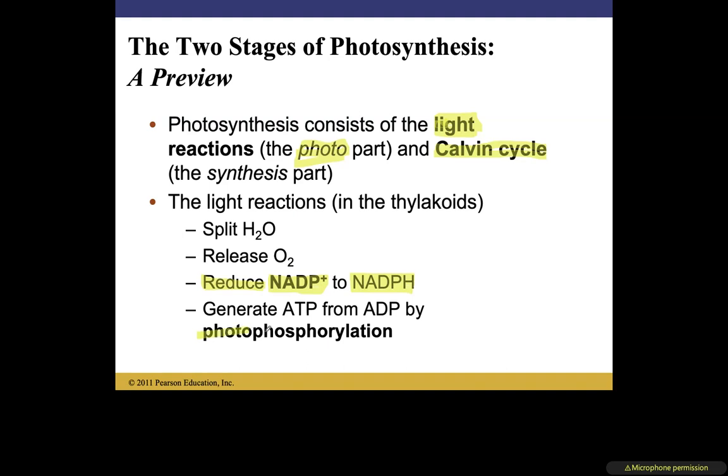In this process also, ATP is generated from the molecule of ADP, and the process is called photophosphorylation. And the purpose of this ATP is not for the kind of cellular work that the mitochondria would make. Yes, ATP is used for cellular work, but specifically the ATP that is made in photophosphorylation is going to be used in the synthesis part of the Calvin cycle. So that ATP gets used to make the sugar.